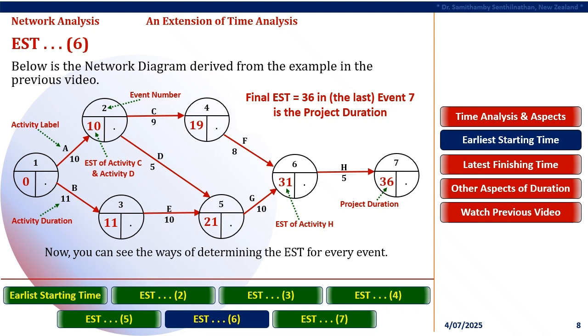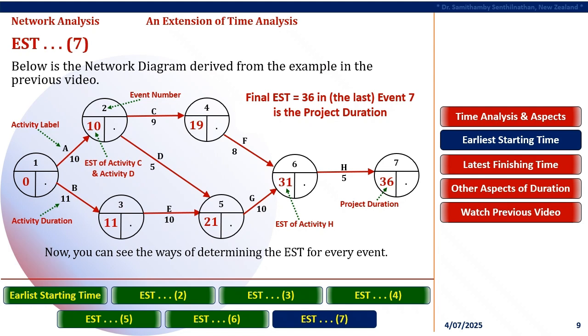Importantly, it is important to consider and compare the durations of three paths before beginning of Activity H. They are Path 1, A, C, and F equals 10 plus 9 plus 8 is equal to 27 months. Path 2, A, D, and G equals 10 plus 5 plus 10 is equal to 25 months. And Path 3, B, E, and G equals 11 plus 10 plus 10 is equal to 31 months. In the paths before starting Activity H, 31 months is the highest, that is the EST of Activity H, and needs to be placed on the left in Activity H's tail event 6.